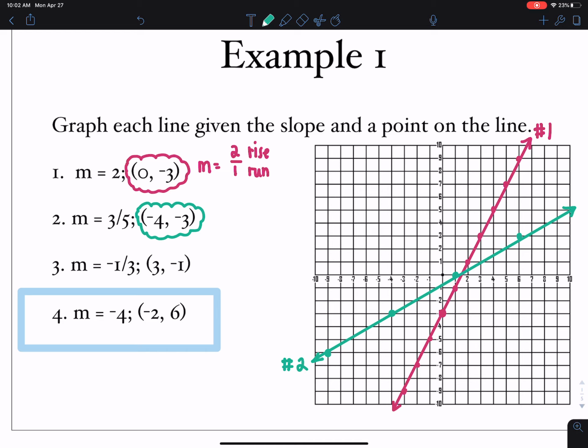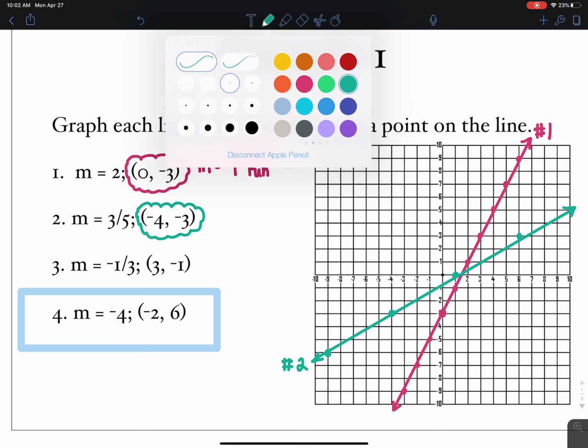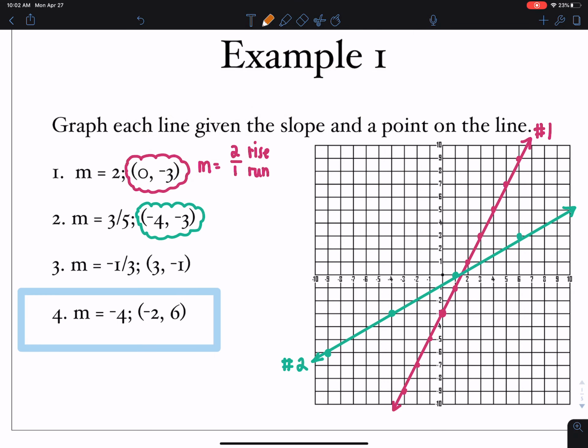Three, again, very, very similar, a different point, and we have a negative slope. So your line should be decreasing from left to right. So we start at 3, -1. So here's 3, -1. And then our slope is down 1 and then right 3. So from this point, we're going to go down 1 and then to the right 3. And then we can go backwards, so up 1 and then left 3 to continue our line all the way across the graph.